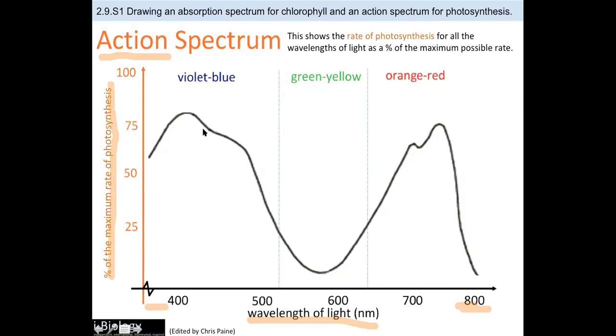And what we can see is that violet and blue colored light gives us pretty high efficiency of photosynthesis, right? Somewhere around 80% of the maximum, right? And red gives us almost the same, just slightly lower, maybe around 75% of the maximum photosynthetic ability. Whereas green is trash, right? Green is trash. It gives us almost no photosynthesis.